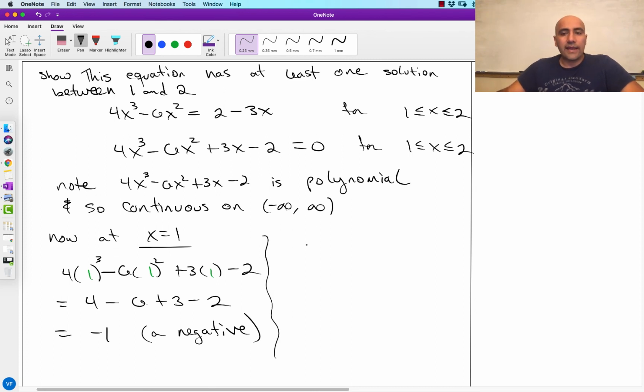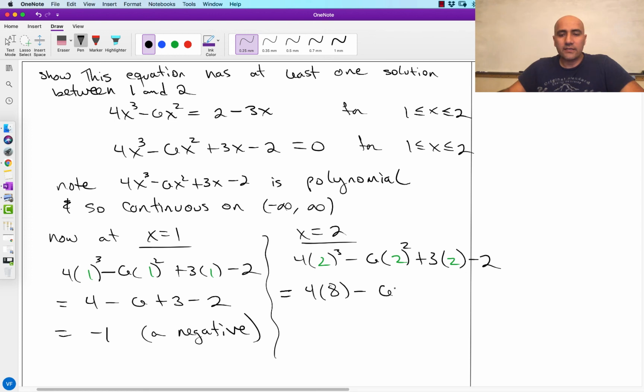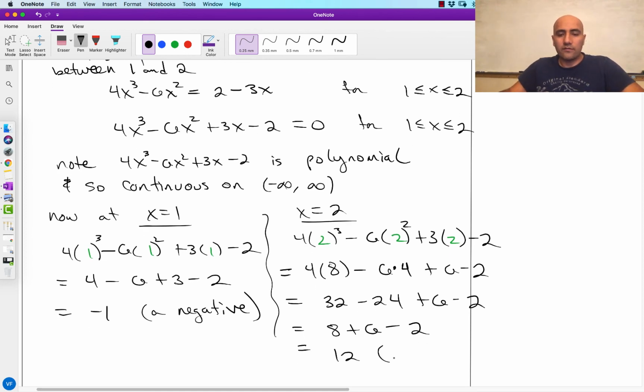What about when we evaluate it at x equals 2? At x equals 2, we get 4 blank cubed minus 6 times blank squared plus 3 times blank minus 2. And if we plug in a 2 there, 2 there, 2 there, we get 4 times 8 minus 6 times 4 plus 6 minus 2, which is 32 minus 24 plus 6 minus 2, which is 8 plus 6 minus 2, or 12, a positive.